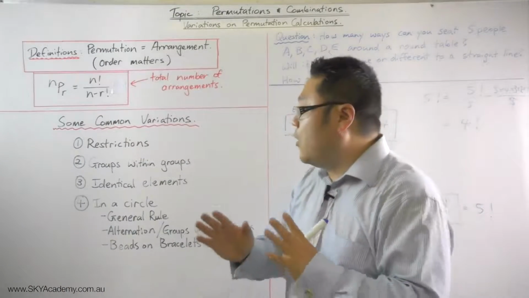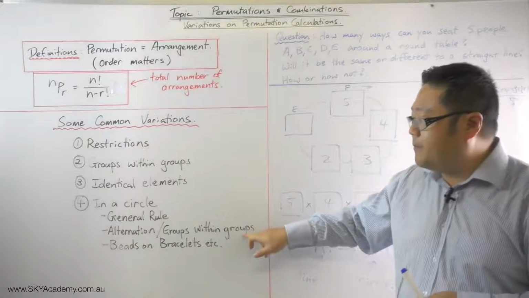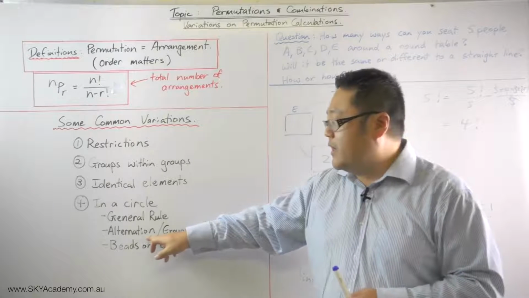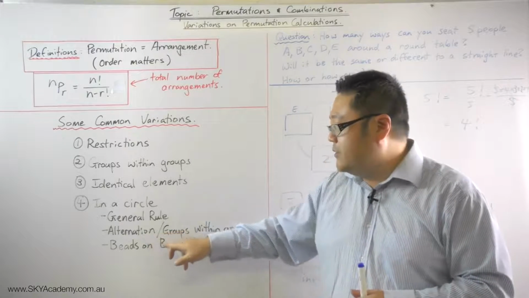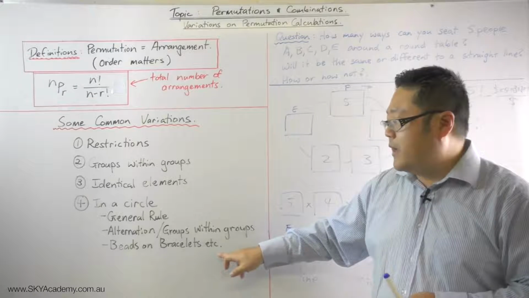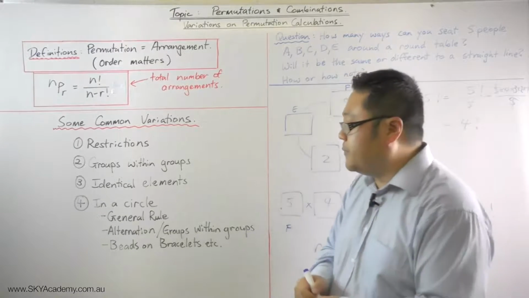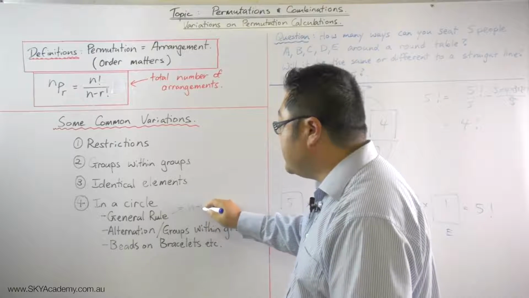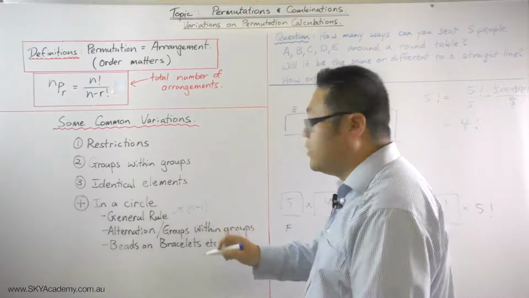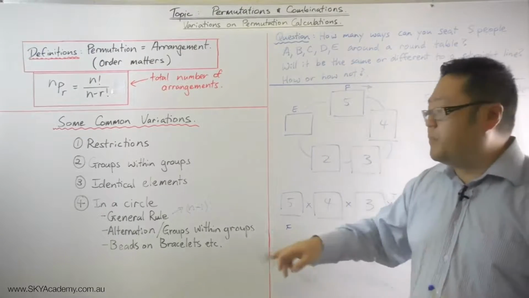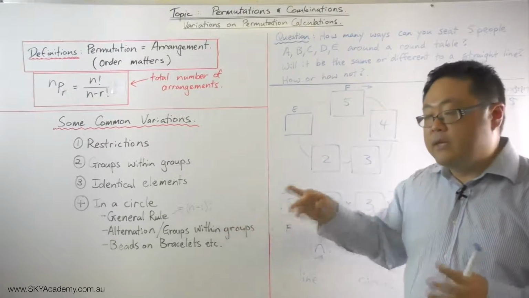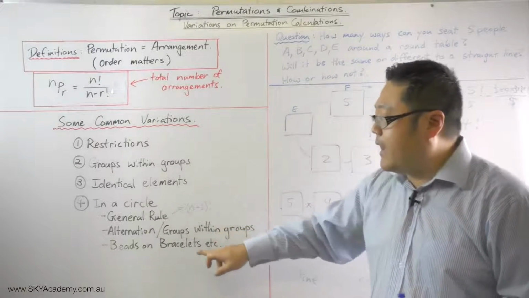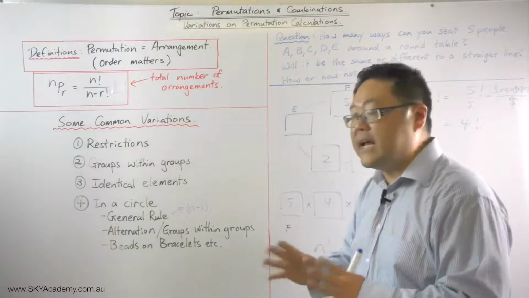Okay? Good. What I want to do next is look at variations within a circle, because there are variations there. Now, I want to look at alternation, groups within groups, and beads on a bracelet. So we know that the general rule now is that there will be n minus 1 factorial arrangements, generally speaking, of n terms within a circle where there are n positions. Okay, so now let's have a look at what happens when you've got alternation happening.